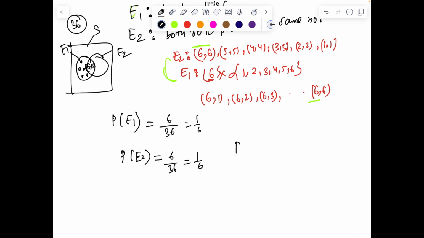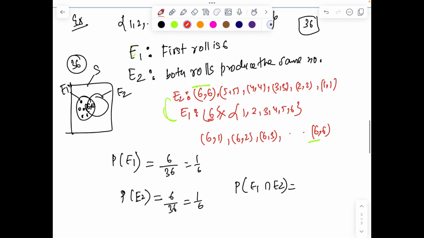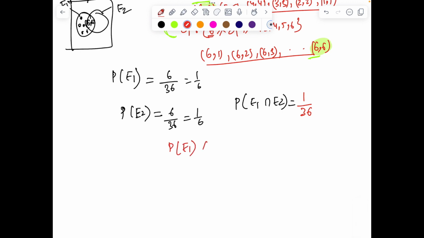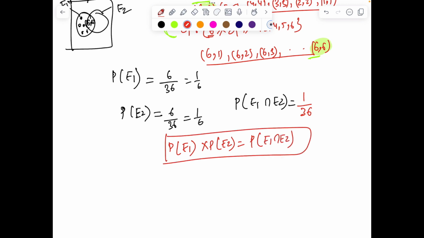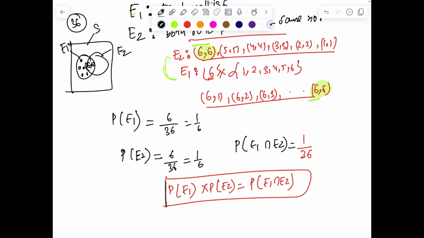Now what is the probability of E1 intersection E2? That means common between E1 and E2. Common between E1 and E2 means the first roll should show 6 and both rolls should produce the same number. It means the only possibility common between E1 and E2 is 6 6. So what is this probability? It is 1 by 36. And now you can clearly see P of E1 into P of E2 is giving me P of E1 intersection E2. So that shows that even if they were physically dependent, still mathematically or statistically these two events are independent events.